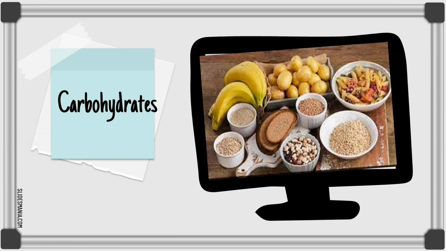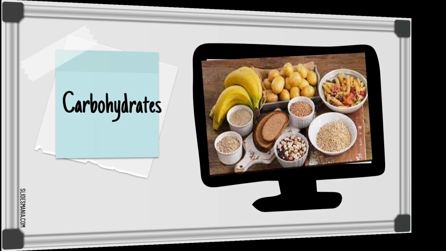So these are some of the examples of food which has carbohydrates. You can see banana, potatoes, pasta, rice, wheat, popcorn, bread, so many grains. All these give us carbohydrates.